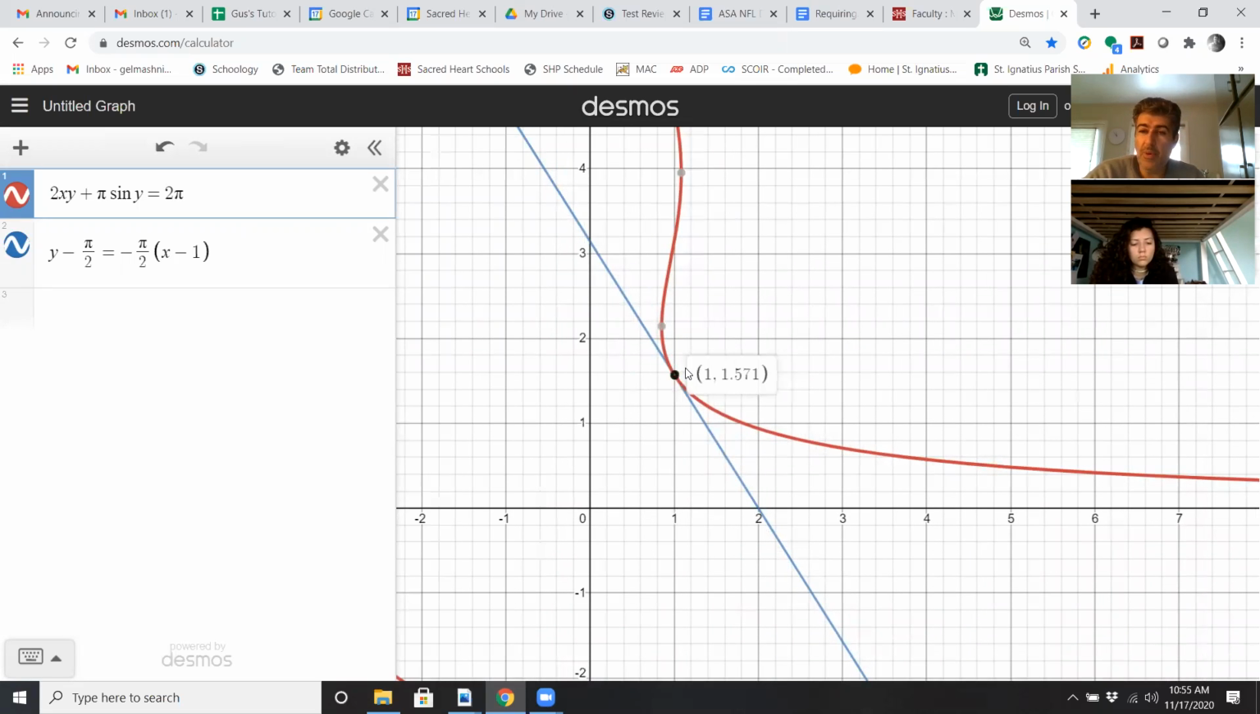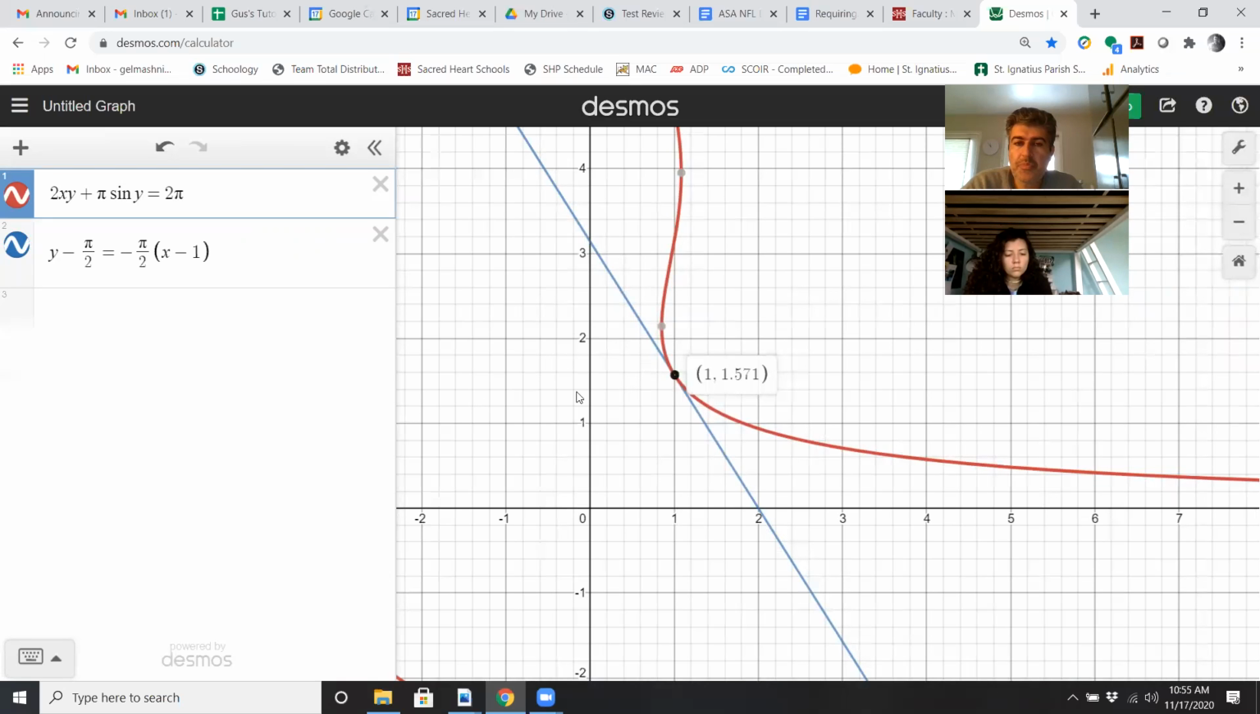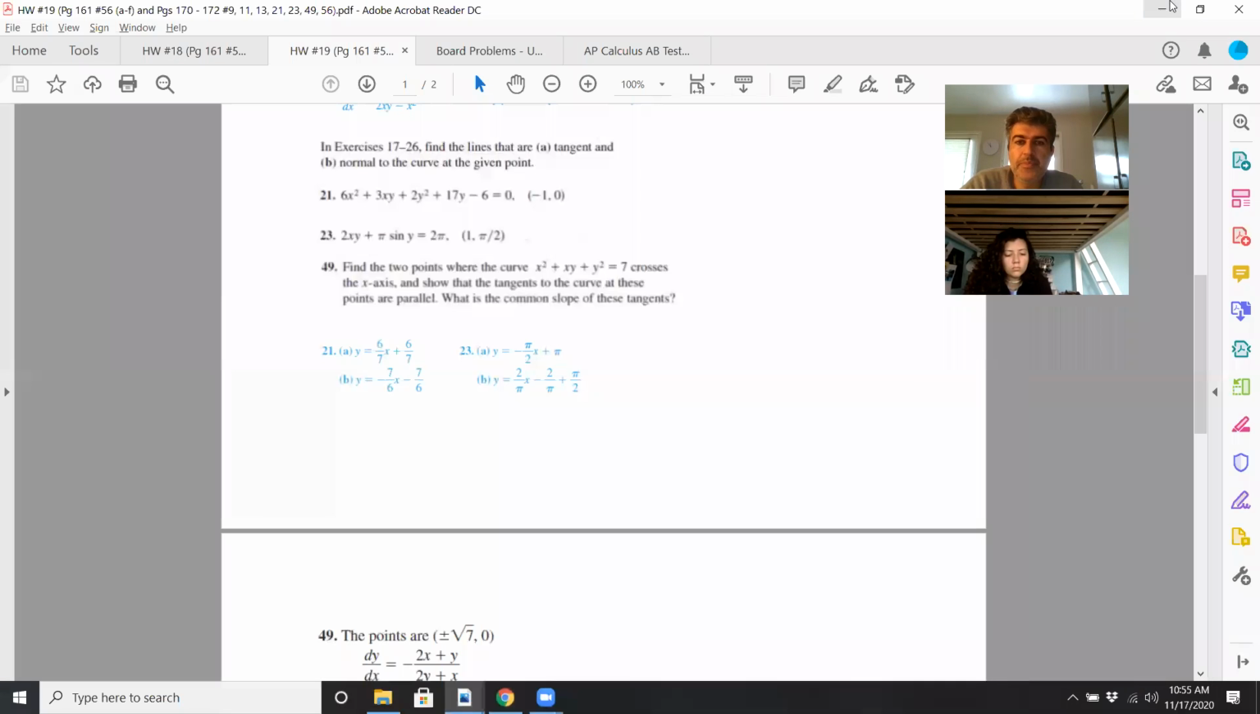The nice thing about Desmos, it gives you points of intersection really easily, at 1, 1.571. Well, pi is 3.14, pi over 2 is 1.57, right? So I know I've done this correctly. I feel good about this now. So that's how you can verify your work.